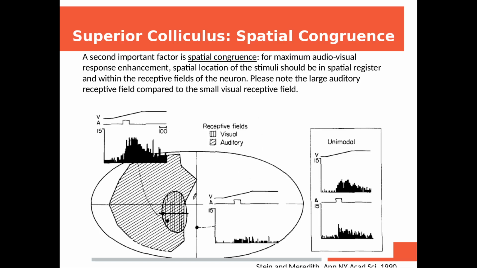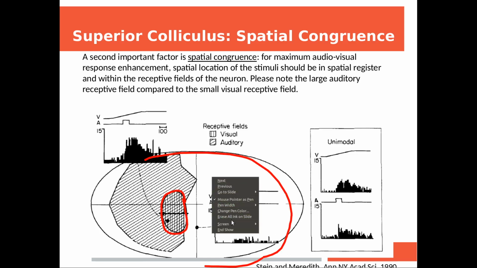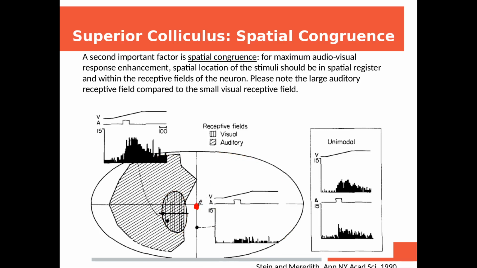So here's an example showing the response of a cell to a visual stimulus, where this is the hemifield. So imagine this being right exactly in front of you. This is way over to your left side. This is way over to your right side, right? This is up above you. This is down below you.